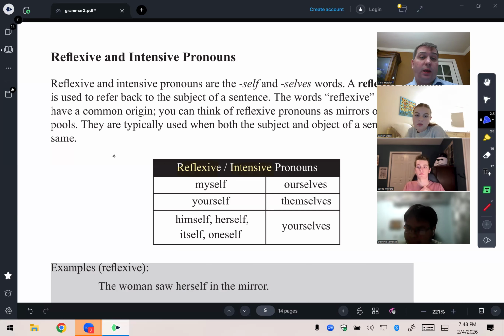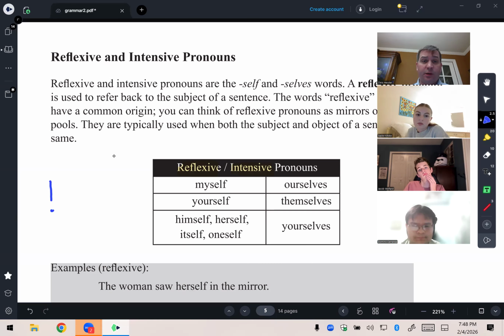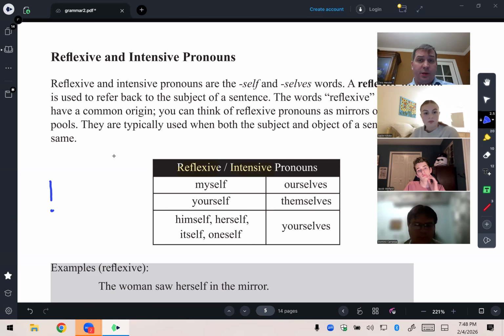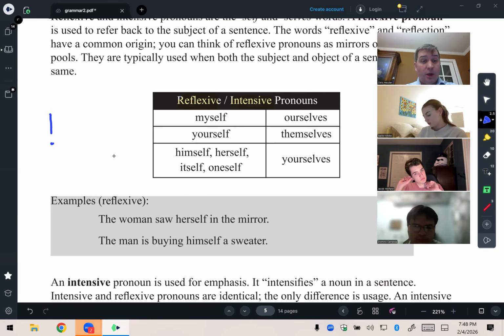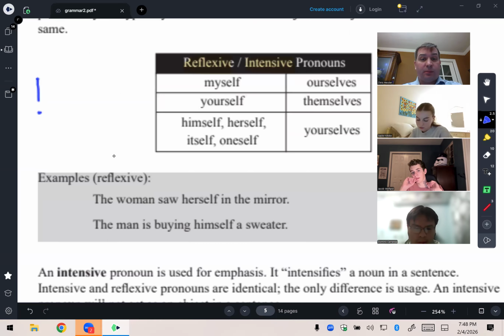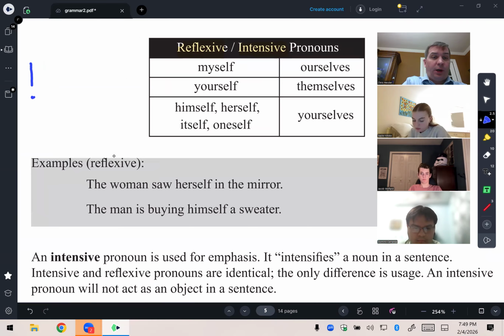Reflexive, like reflection. So the subject is also an object. It's like kind of looking at a mirror. And we also use them intensively, which is just for emphasis, and it's most similar to an exclamation mark. If I had to compare it to anything in English, it's just there for emphasis. So here are the two different ways we use these pronouns. The woman saw herself in the mirror. Okay, so the woman is the subject of this sentence, the doer of the action, but she is also an object. What she's seeing, herself. So that's reflexive.